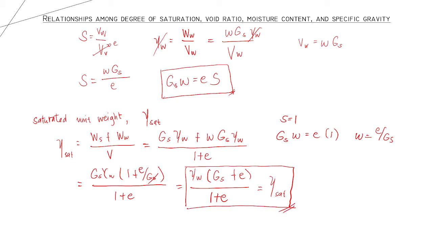So for densities, regarding the moist, dry, and saturated density, just simply use rho, or the density of water, instead of the unit weight of water.